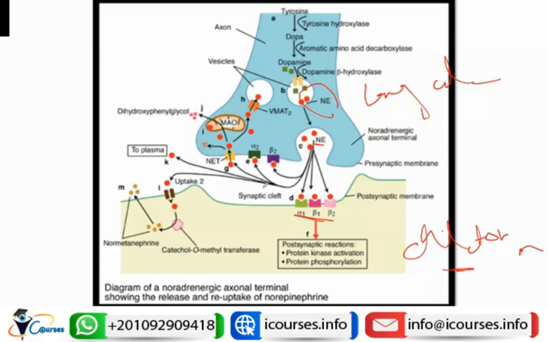This is like a secondary feedback mechanism. Some of this neurotransmitter will pass to the plasma, some will be taken up by the postsynaptic membrane, and some will be reuptaken by the nerve ending itself. Then it will undergo destruction by an enzyme called monoamine oxidase, so that this will control the secretion of the norepinephrine. What happens here in case of cocaine?